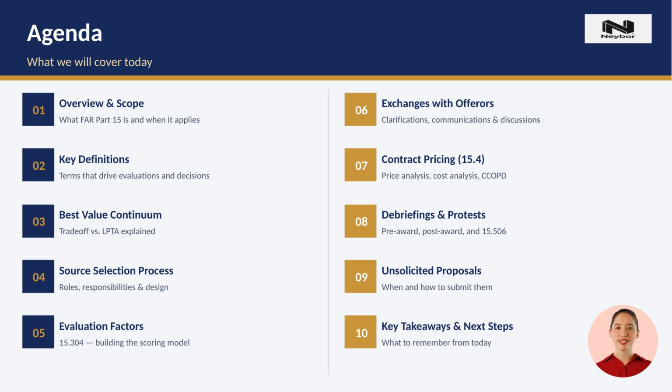This slide outlines our agenda for today. We will move through 10 key topic areas covering the full life cycle of FAR Part 15. From understanding its scope and definitions, through the source selection process and evaluation, into pricing and negotiations, and finally debriefings and unsolicited proposals. Each section includes practical examples and key points you can apply immediately in your work.